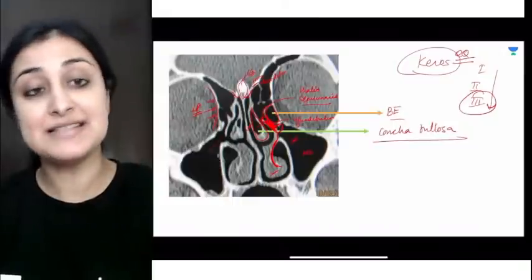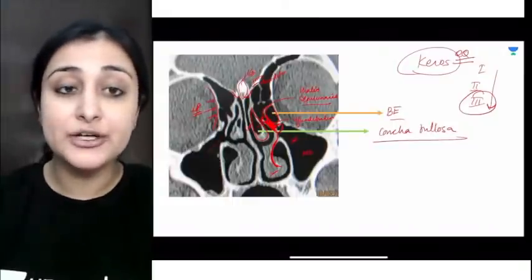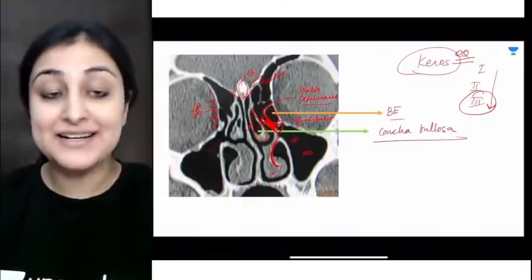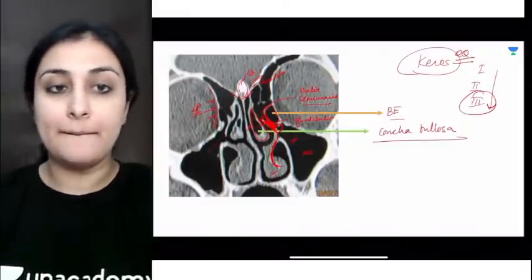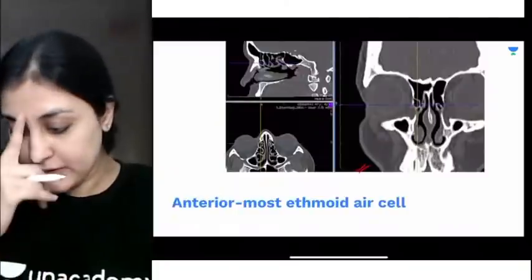सो रिमेंबर सीटी सिस्टर्नोग्राफी. अगर पूछा कंफर्म कैसे करोगे कि CSF है, it is indeed CSF rhinorrhea, you will say I will measure beta 2 transferrin, right? So that is how you know.